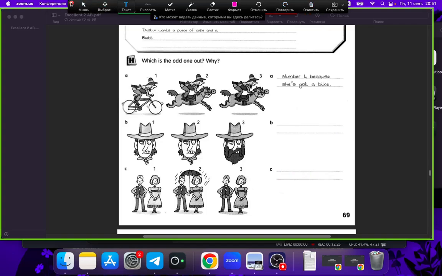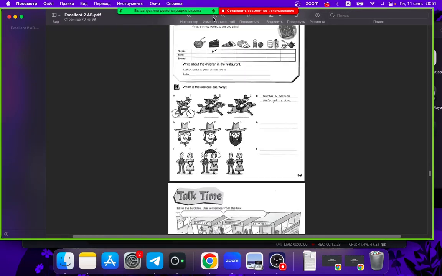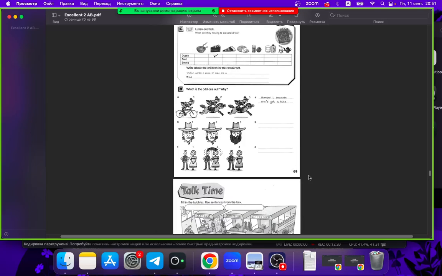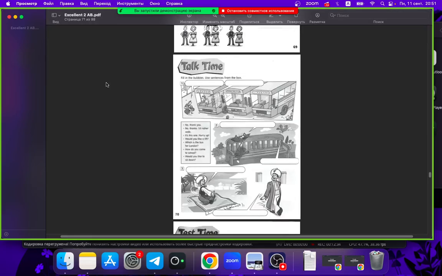Are there any more exercises in Unit 14? Let us have a look. No, page 69 is the last page with the exercises for Unit 14. Then there is talk time. Yeah, we can discuss. There are some comics.